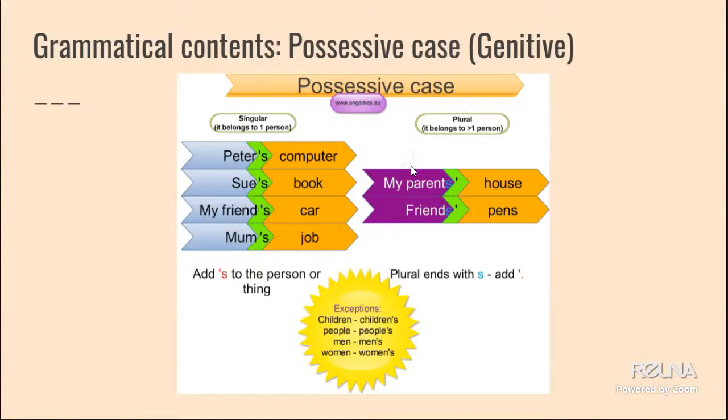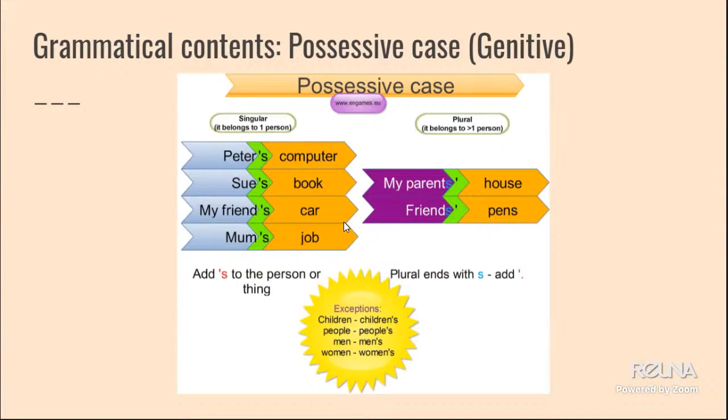Este es el owner, ¿cierto? My parents, friends, el owner, y este es el possession, in this case, house, pants, ¿ok? Remember, it is inverted in this case. Cuando yo digo the house of my parents, ¿cierto? Se puede cambiar a my parents' house. The pens of my friends, ¿cierto? Los lápices de mis amigos se cambia a my friends' pens, right?